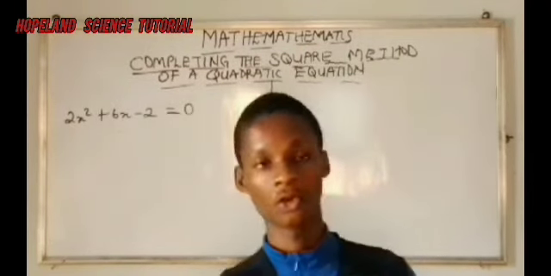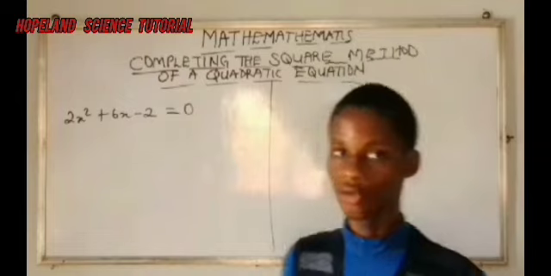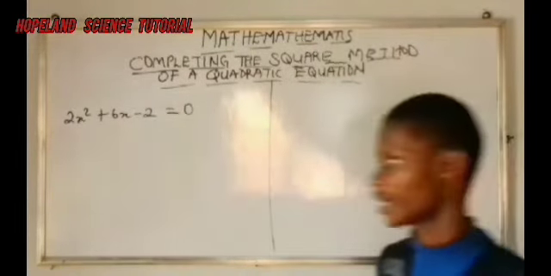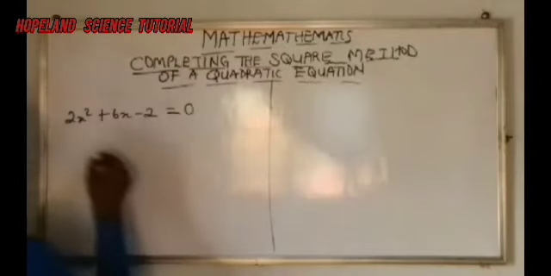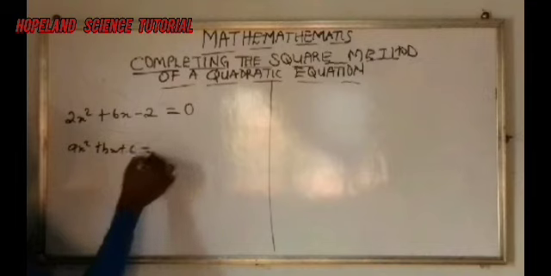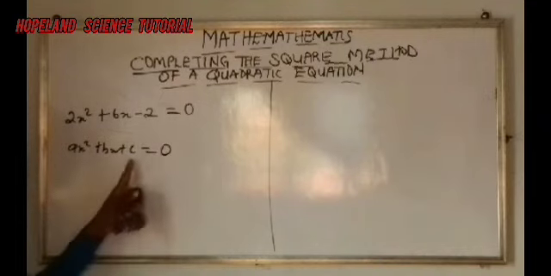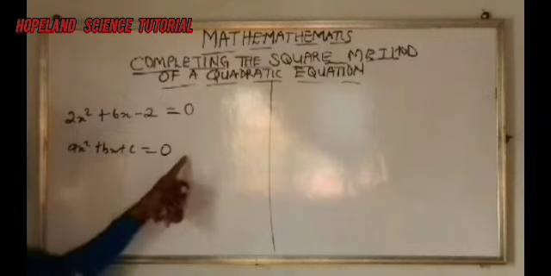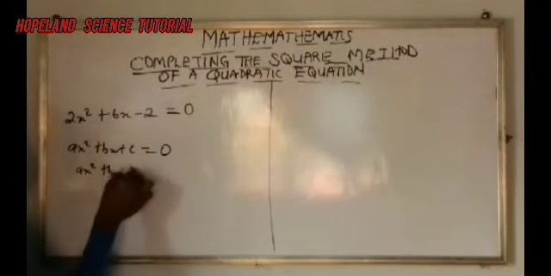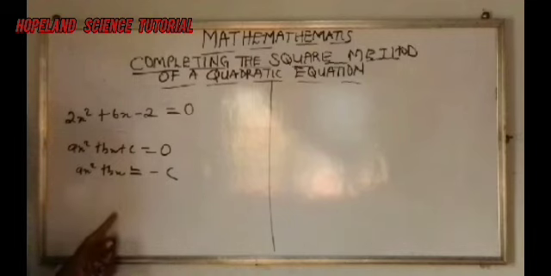Are you together? The first step is that whenever you have a quadratic equation, you take your c to the other side. Remember, the general format of a quadratic equation is ax squared plus bx plus c equals 0. So the first step, I'll take my c to the right hand side. I'll have ax squared plus bx equals minus c. That is the first step.